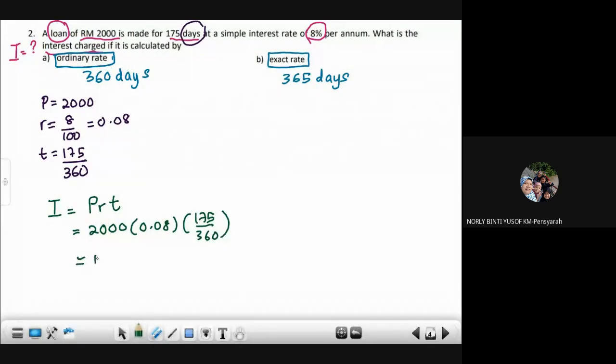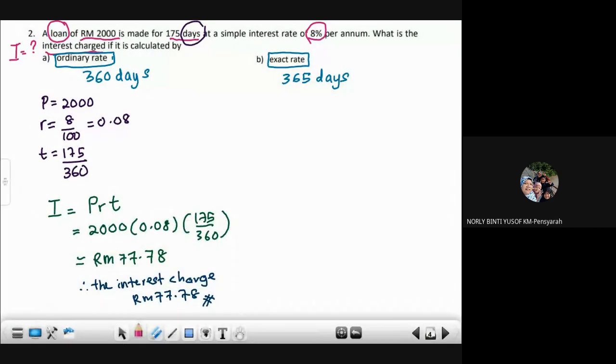So you kira, you akan dapat RM77.78. Sama kalau dia perpuluhan banyak, you put in your calculator 2 decimal points because money. So money related to 2 decimal places. So the interest charge adalah RM77.78.